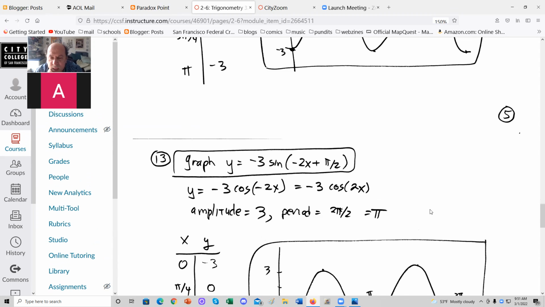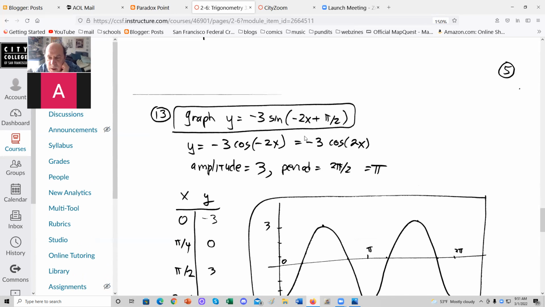Here is y equals negative 3 sine of negative 2x plus pi over 2. Again, adding pi over 2 inside the sine turns it into a cosine: minus 3 cosine of negative 2x. Cosine is an even function, so this negative gets absorbed. We get negative 3 cosine 2x. Amplitude is the absolute value of negative 3, and that's 3. Period is 2 pi over this 2, and that's pi.